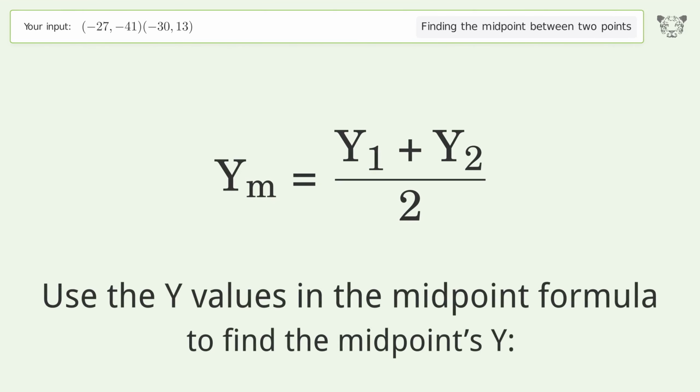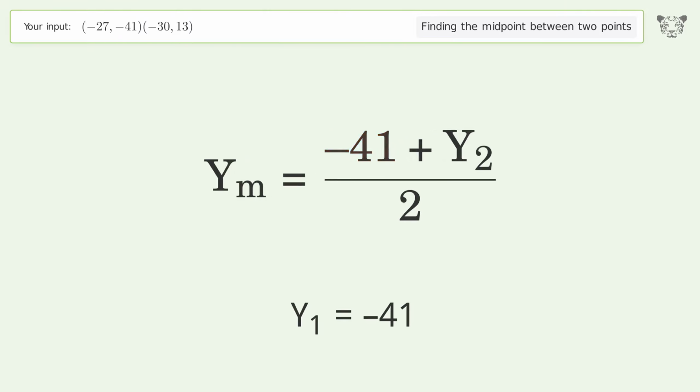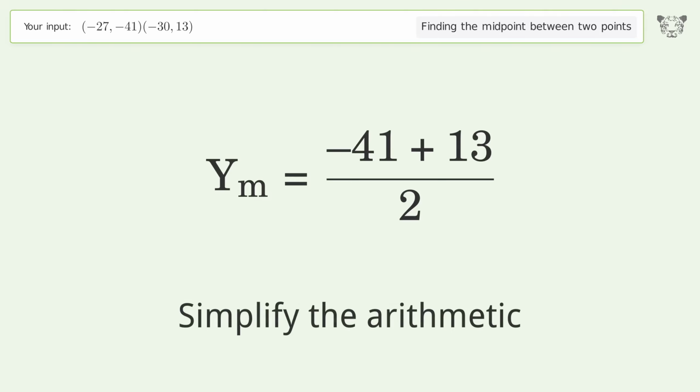Use the y values in the midpoint formula to find the midpoint's y. y1 equals -41. y2 equals 13. Simplify the arithmetic.